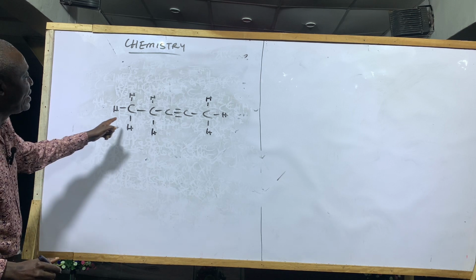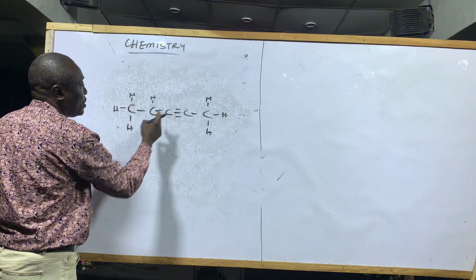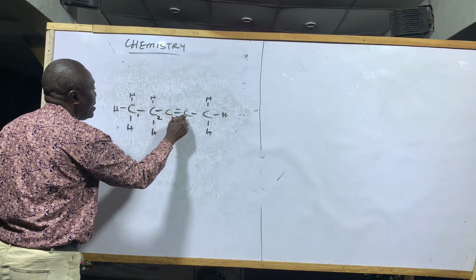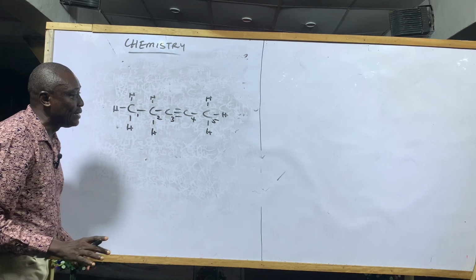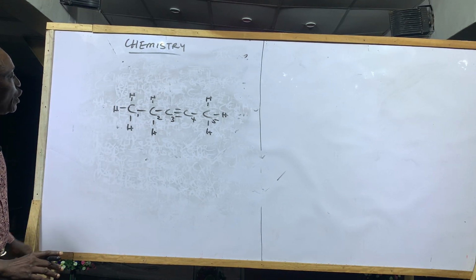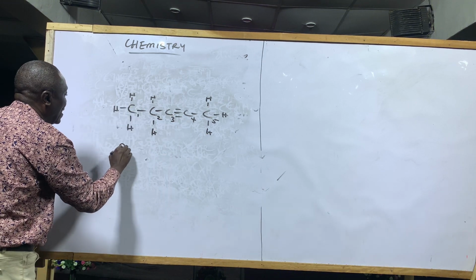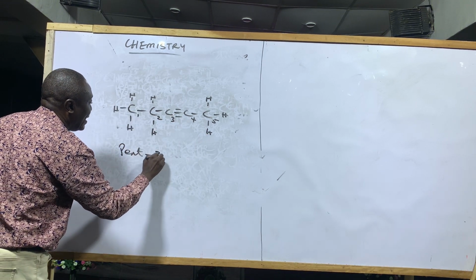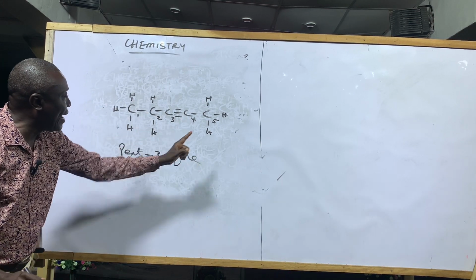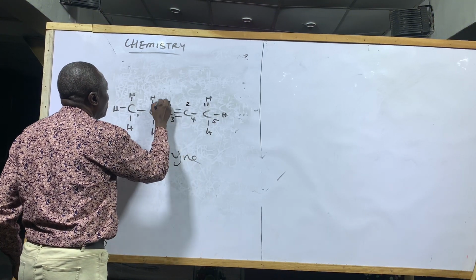Now, this is a triple bonded compound. So it's an alkyne and it has 5 carbons: 1, 2, 3, 4, 5. So it's pentyne. If you number like this, the name of the compound will be pent-3-yne.